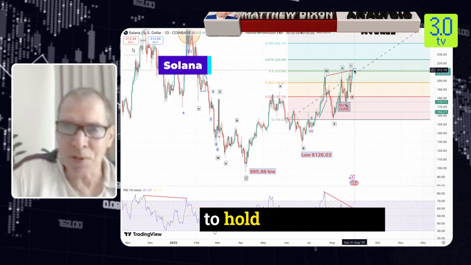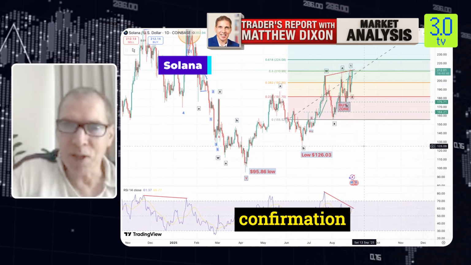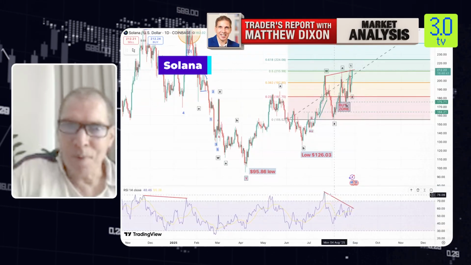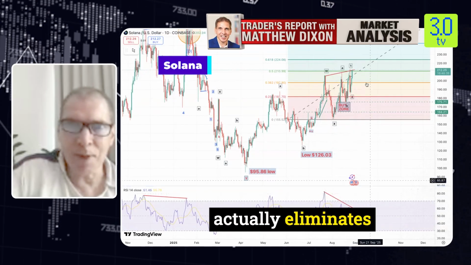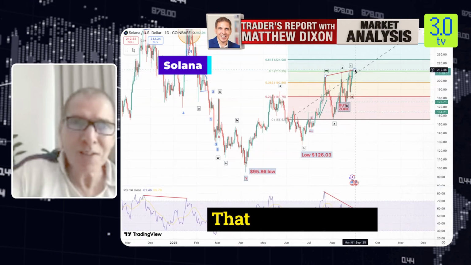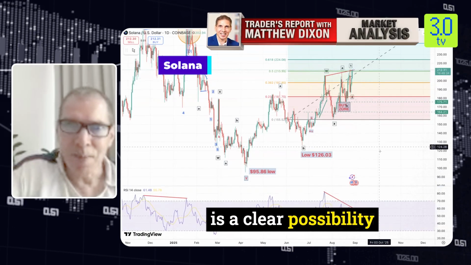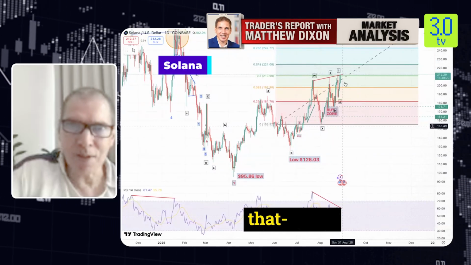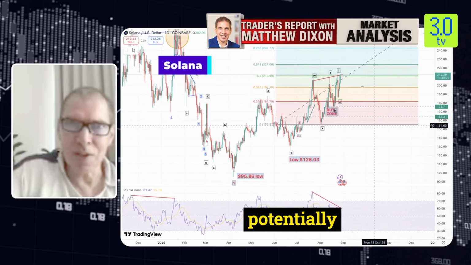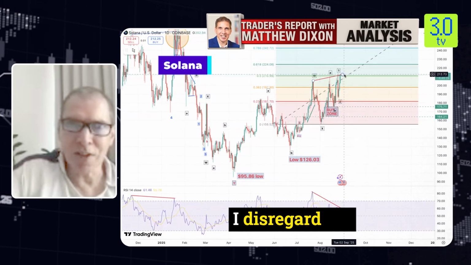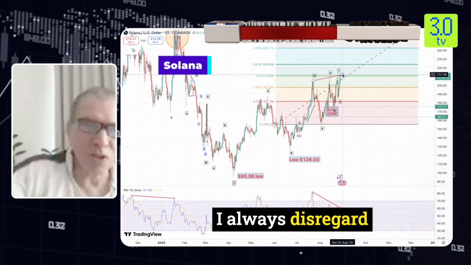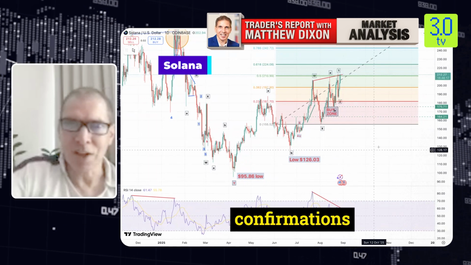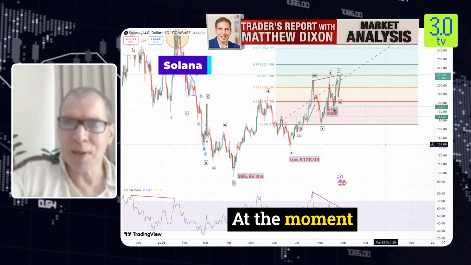So I'm quite happy to hold long positions. I would wait for confirmation. And it could even be that RSI grows to well overbought territory and actually eliminates that divergence. That at the moment is a clear possibility. But if that were to happen, that's actually very bullish potentially. So at the moment, I disregard the divergence signal. I always disregard divergent signals unless they're confirmed with candlestick confirmations. So that's the case. At the moment, I'm bullish.